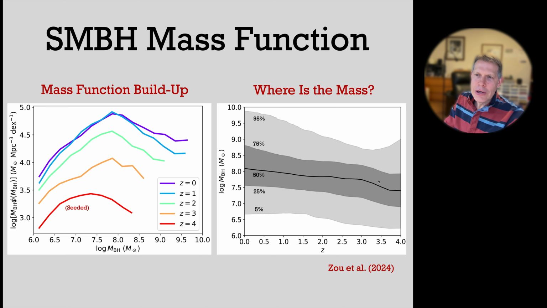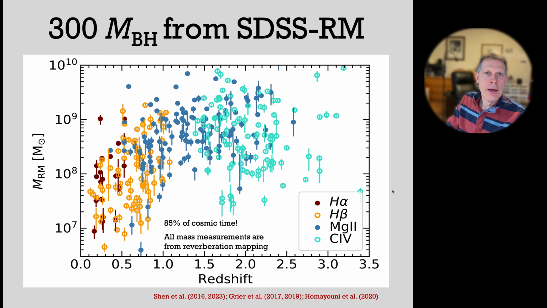This plot here answers the question of where is the mass. And you can see this is the probability distribution from the 5 to 95% percentiles, and then the 25 to 75 percentiles, and then here's the median. And as is separately known, at low redshift, your typical black hole mass, where most of the mass is, is somewhat above 10 to the 8, and that drops some as you go to higher redshifts.